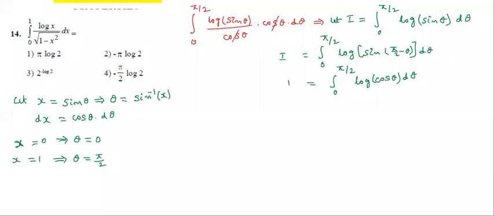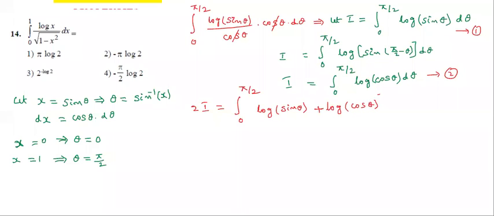So next what we have to do? This is equation 1. This is 2. Add 1 and 2. Left hand side we get 2I. Then right hand side integration 0 to pi by 2. Both are having the same integration and limits also. Now log of sine theta plus log of cos theta.